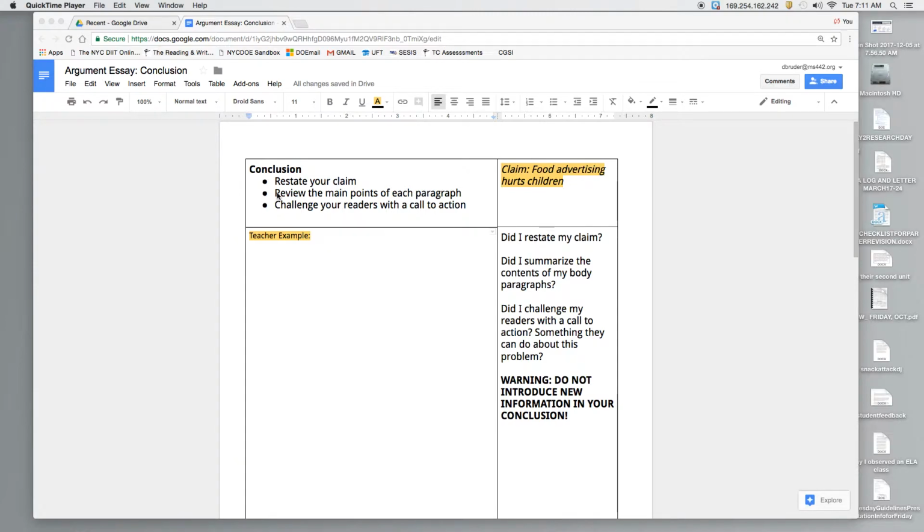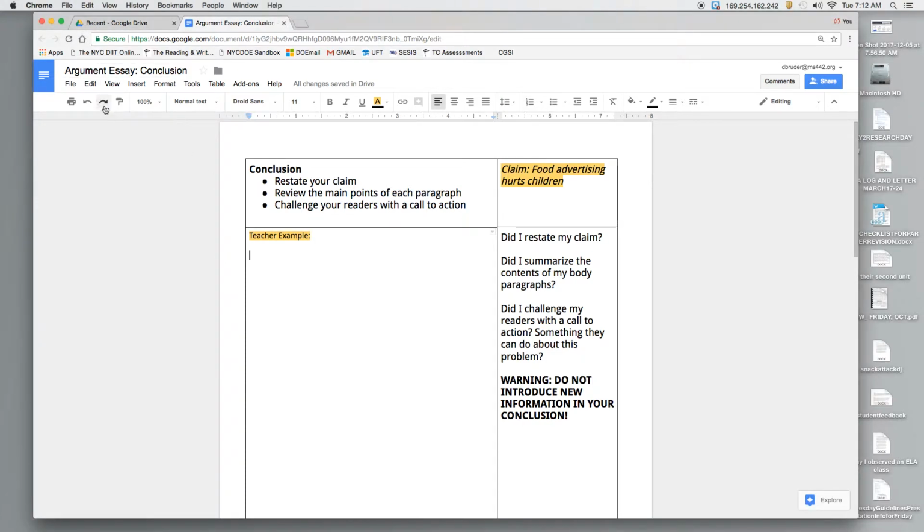You may also need to look back at your main points of each body paragraph. It's a way to summarize all of the points that you were trying to make in the body of your essay. The only thing that might be a little different for you is that you need to challenge your readers with a call to action, this bullet point 3. This is something that they can do about the problem that you've presented, and it gives them a clear answer to why they were reading your paper in the first place.